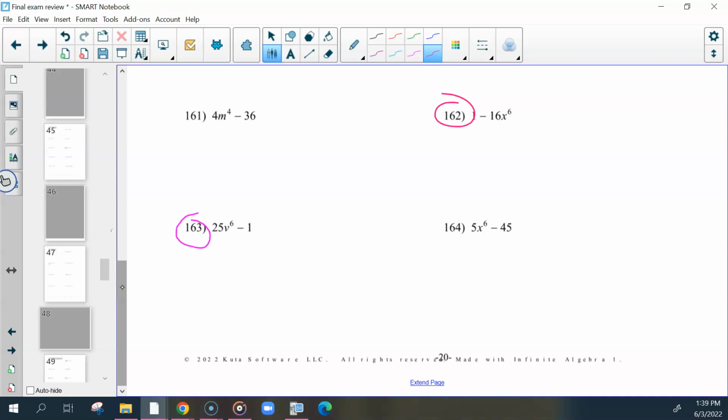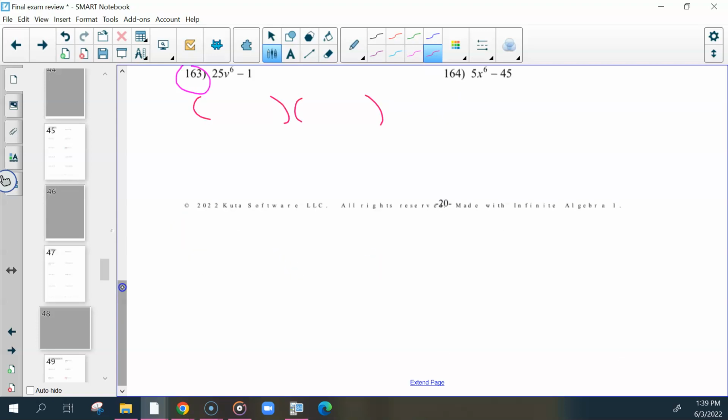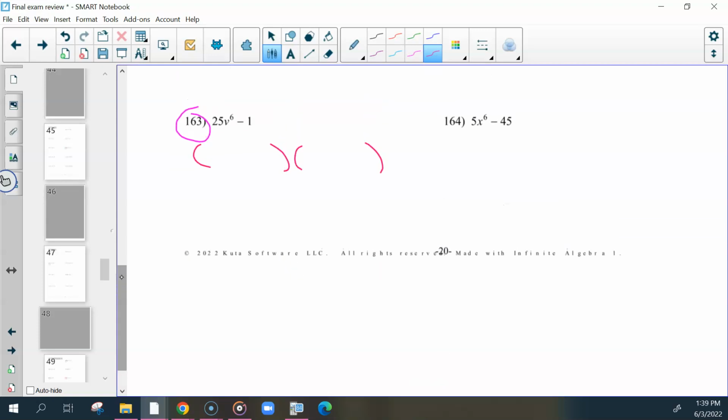For 163, same thing. You're going to have two factors. Still looking for what times what would give you 25 and 1, so that would be 5, 1. This is an even power, so again, you can just cut that in half, so that would be b to the third, and then plus x.